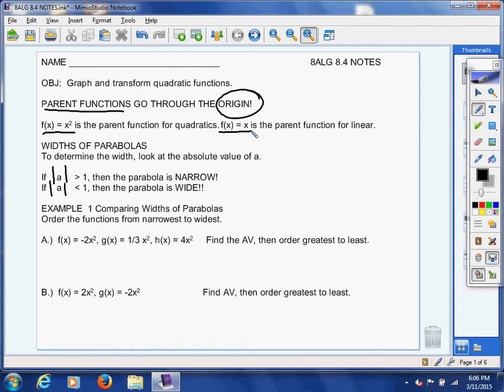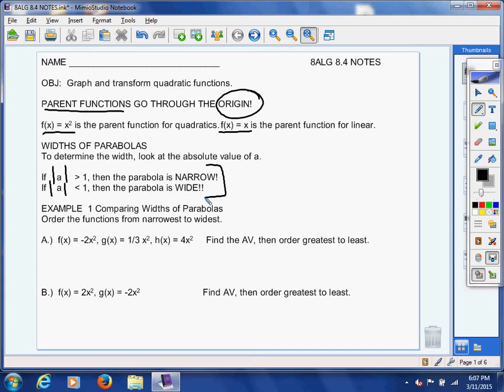Now, our lesson today, example 1, we are going to compare the width of parabolas, W-I-D-T-H. How wide is our parabola? We're going to order them from very, very narrow to very wide, to the absolute widest in the group, okay? And so what we're going to do is look at the absolute value of A, and here's kind of where your key is.